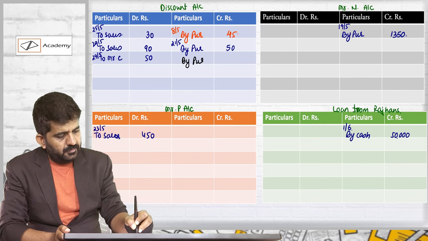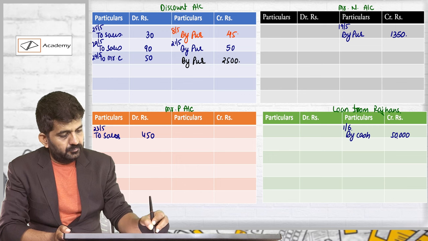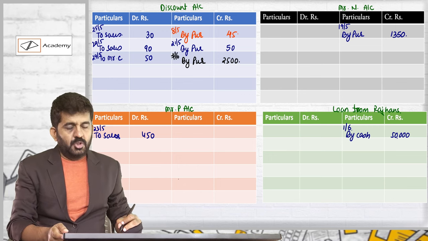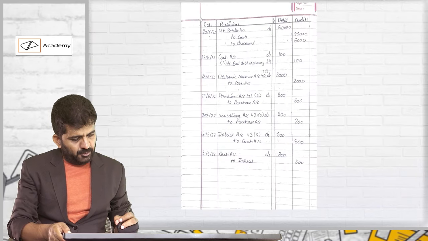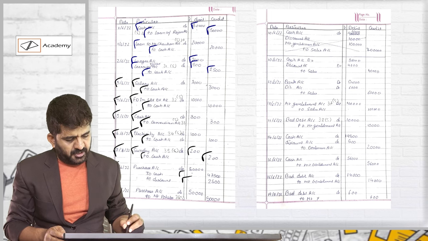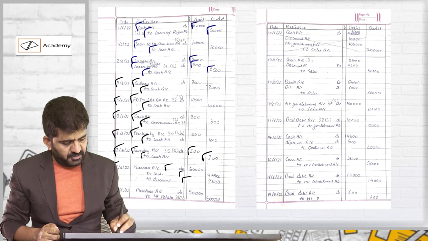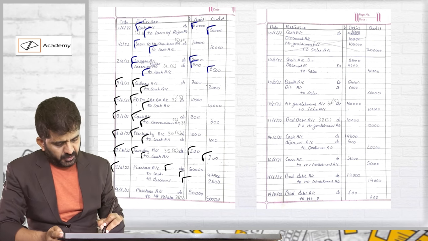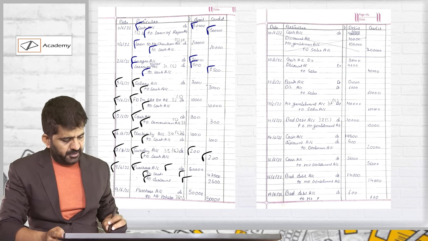By purchase. Discount account credit side I have written 2,500 by sales. Cash account credit side by sales I have written 47,500. Purchase account debit side in total I have written 50,000. So I can go ahead by tick marking this one.